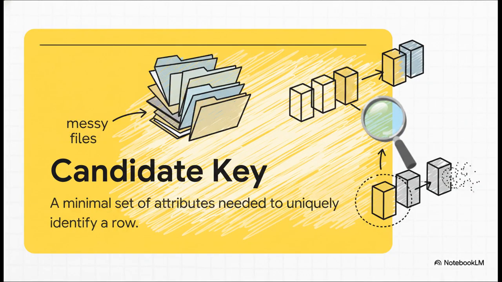A candidate key is special. The definition is that it's a minimal superkey. And that word, minimal, it's everything. It means it's a superkey with absolutely no extra redundant columns. If you take away any single part of it, it's not a unique identifier anymore.